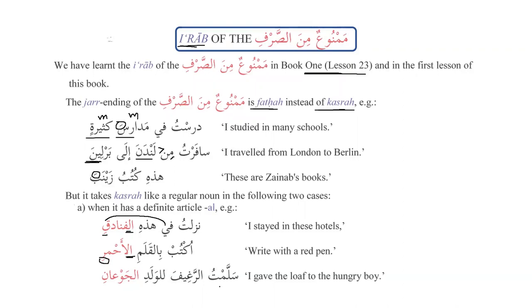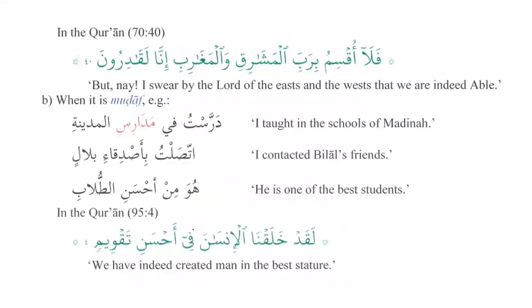And similarly, sallamtu al-raghifa lil walad al-jaw'ani. I gave the loaf, a loaf of bread we can say, to the hungry boy. So we can see that al-jaw'an has al with it, that's why it has accepted kasra. So as I explained in the beginning of the lesson, a noun, if it is a diptote, when al is added to it, then it can accept kasra. That's the first possibility. And the second possibility is, okay, let's look at the examples in the Quran first.